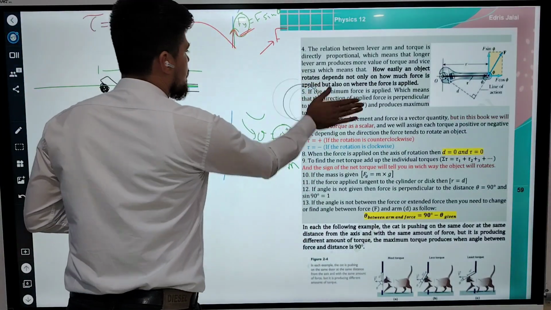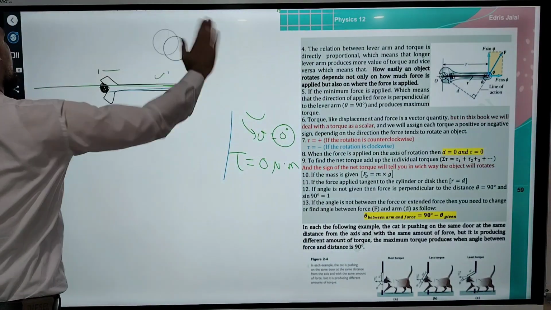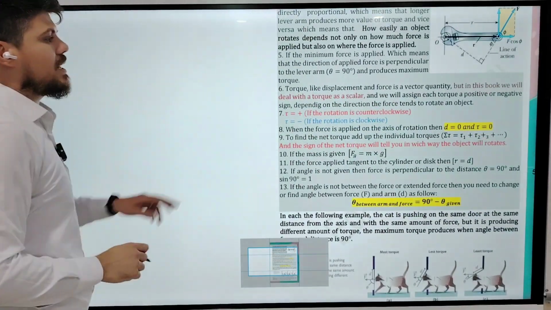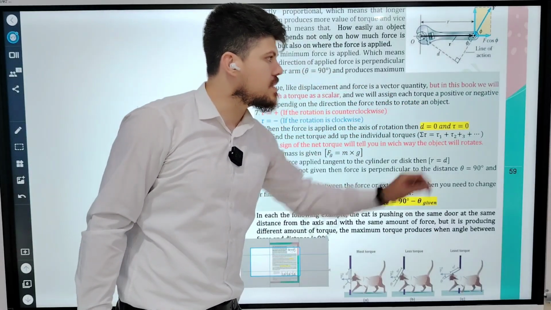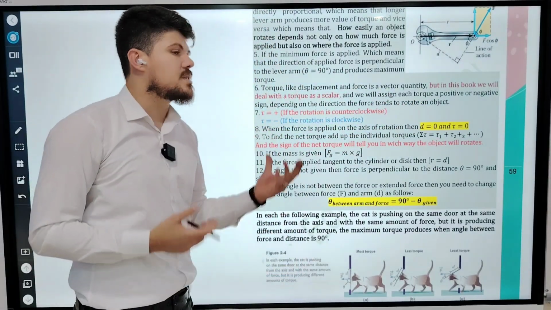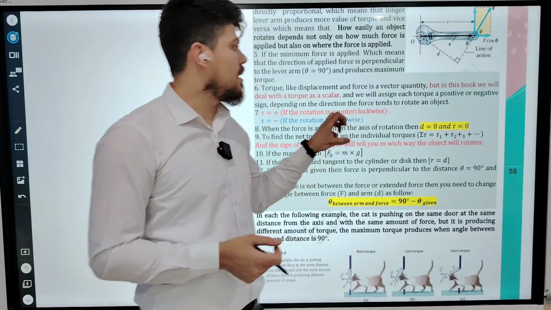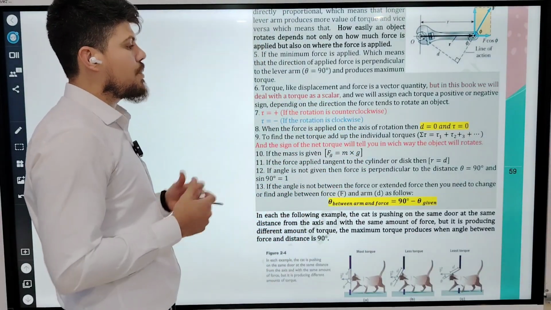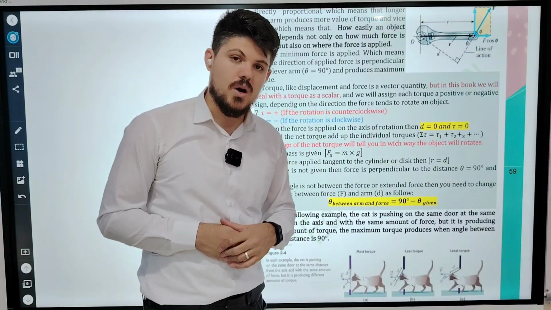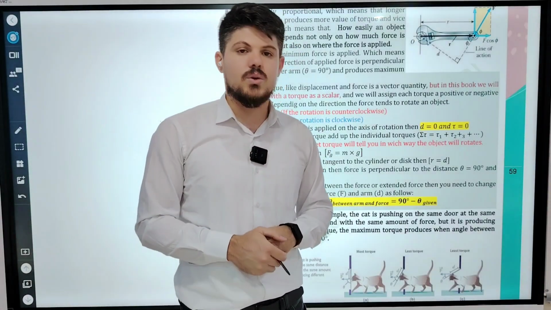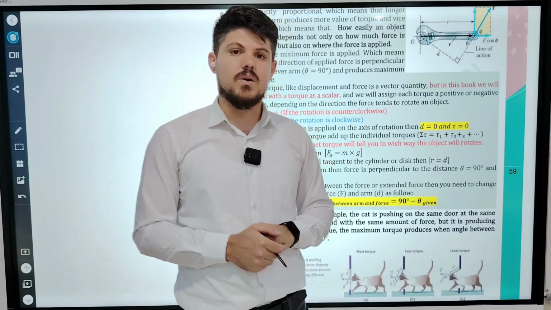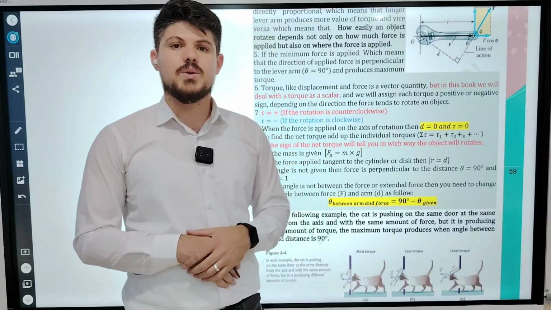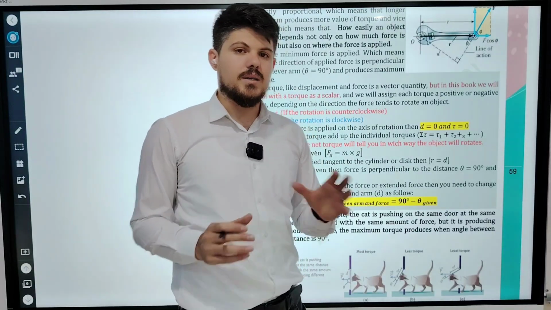Okay, note number 6. Torque, like displacement and force, is a vector quantity, but in this book we will deal with torque as a scalar quantity. We will assign each torque a positive or negative sign depending on the direction the force tends to rotate an object. When the object rotates counterclockwise, the torque is positive. But when the object rotates in the clockwise direction, the torque is negative.